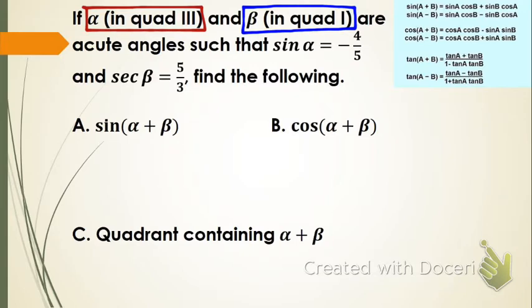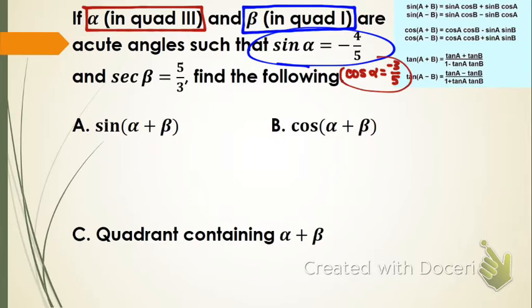All right. So I'm going to need sine and cosine for alpha and sine and cosine for beta. I have sine for alpha. What is cosine alpha? You said negative 3 over 5. How did you know it was negative? Because it's in quad 3. All right, so we're going to use that.